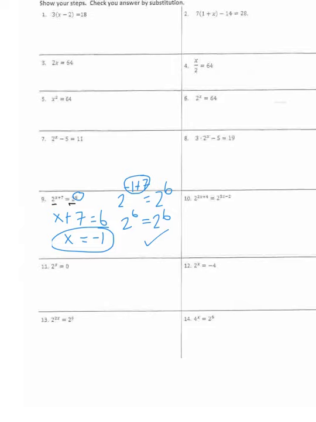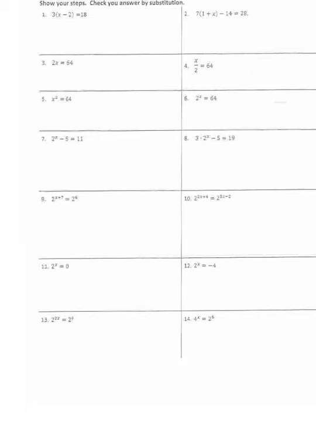If we look at number 11, it says 2 to the exponent x is equal to 0. Well, let's do an investigation here of what is 2 to the 4th. 2 to the 4th is 2 times 2 times 2 times 2, which is 16. 2 cubed is 2 times 2 times 2, which is 8. 2 squared is 2 times 2, which is 4. 2 to the 1st is equal to 2.